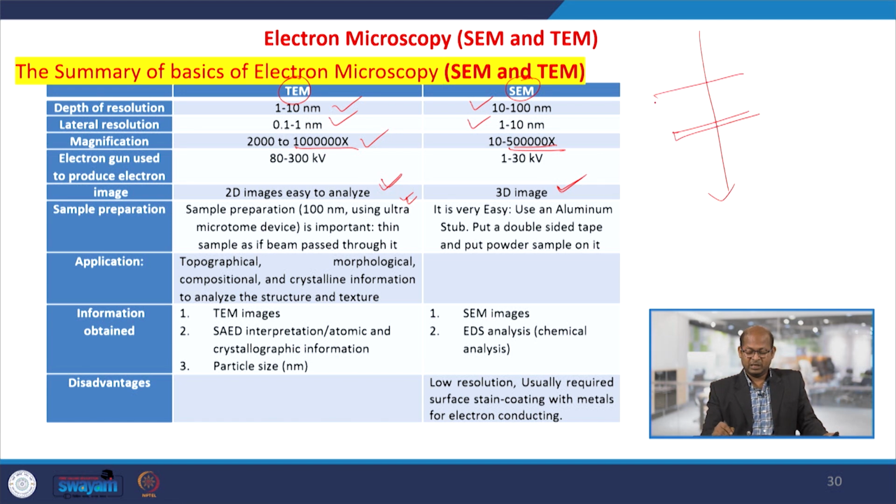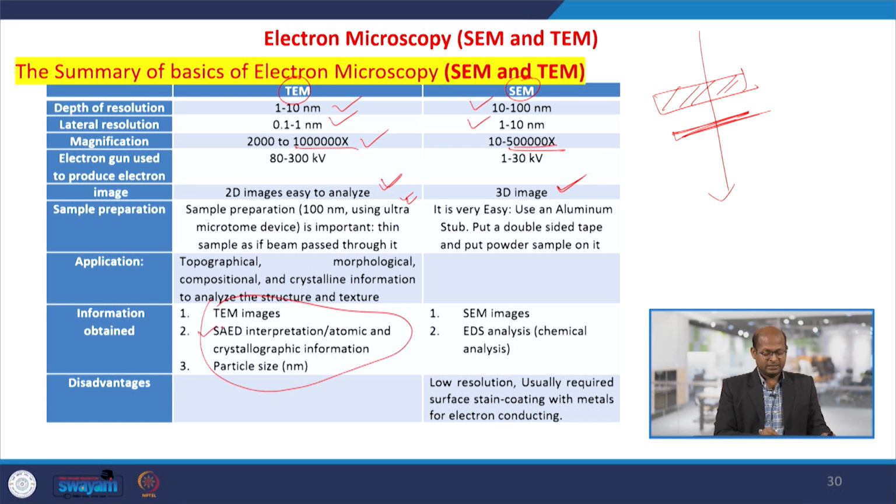If it is that thick, the beam would not pass. So the sample must be as thin as possible for TEM analysis. SEM analysis does not require that, but if the sample is not electron conducting, we have to coat it with a conducting element to get an image. From the TEM analysis we can get the TEM image, SAED interpretations, meaning atomic and crystallographic information, and particle size.